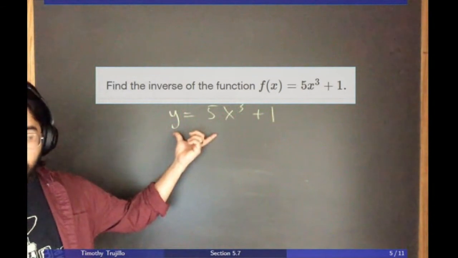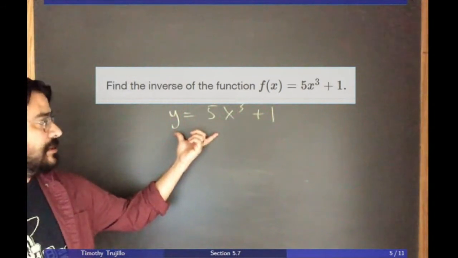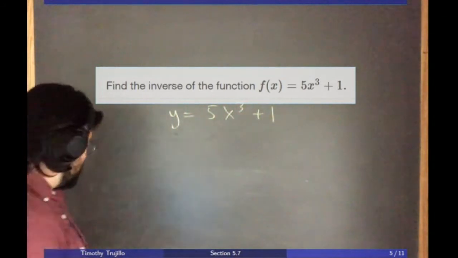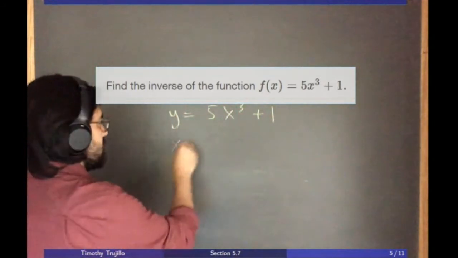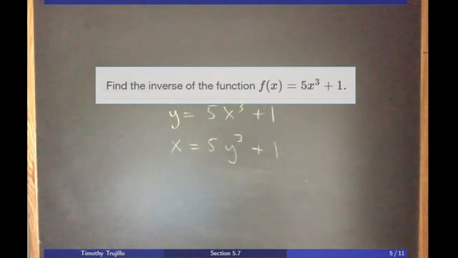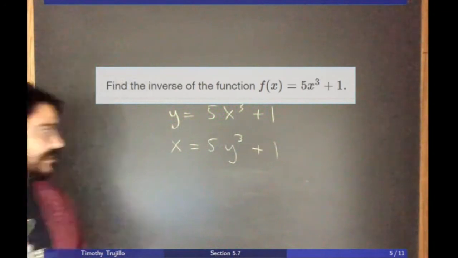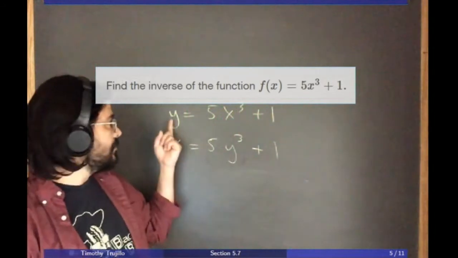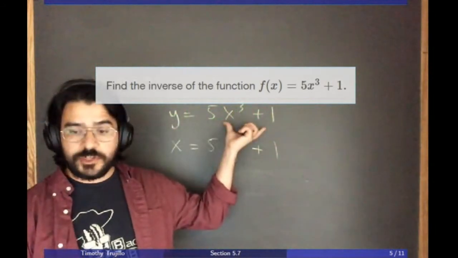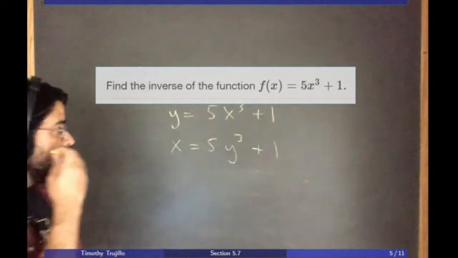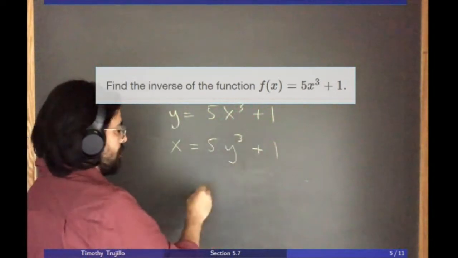And again, the reflection process here, going to the inverse, is just the same thing as swapping the roles of x and y. So here we'll swap y with x, and we get this equation. And this is now the new equation of the inverse. But we want to write it as a function, and functions are of the form y is equal to some expression of x. So we have to solve this expression for y.